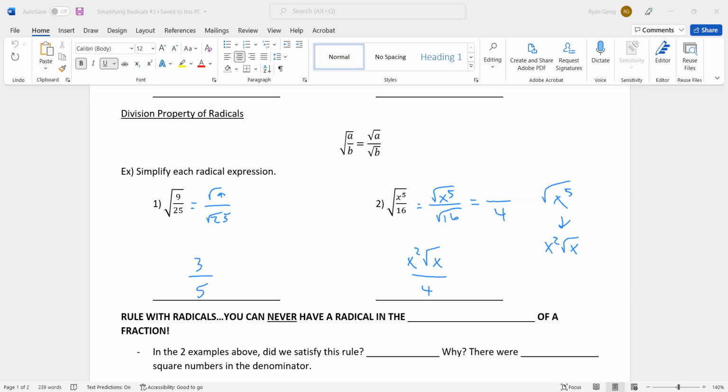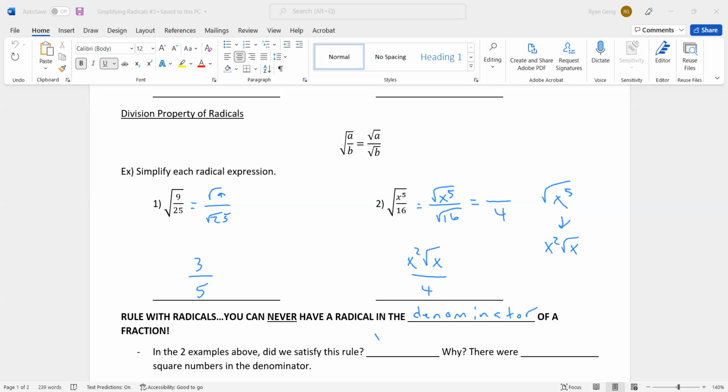You might be thinking, well, that's not too hard. You're right. Those weren't hard. But there is a rule with radicals. You can never have a radical in the denominator of a fraction. Notice that's in all caps and bold. It's huge. You cannot have a radical in the denominator. Honestly, I'm not sure why. You just can't, okay?